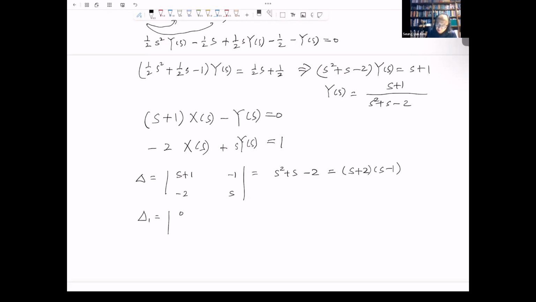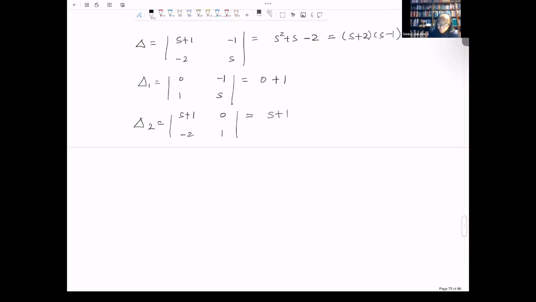We want to find delta 1. The first column is going to be 0, 1. The second column is going to be the same. AD minus BC. And then delta 2. The first column is s plus 1, negative 2. The second column is going to be 0, 1, equals AD, s plus 1. Now, X of s equals delta 1 over delta, and that is 1 over (s plus 2)(s minus 1).